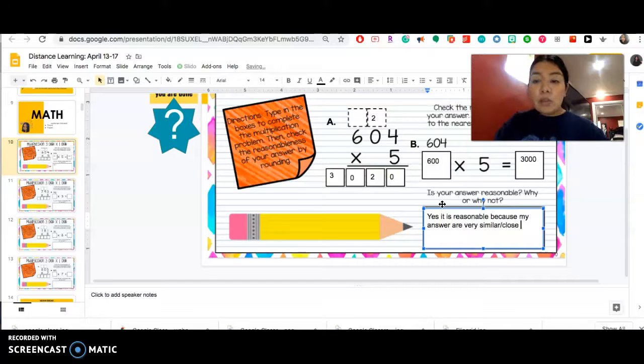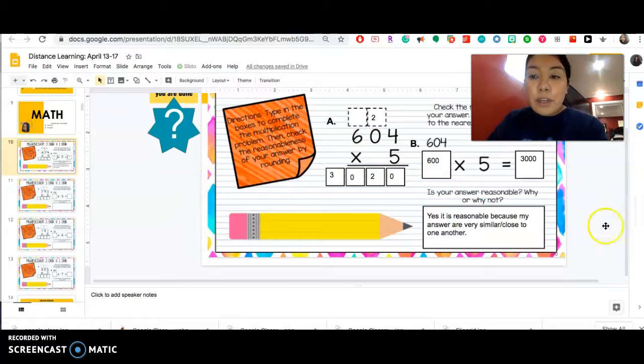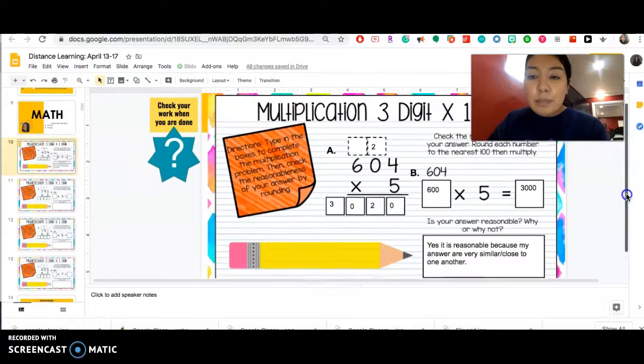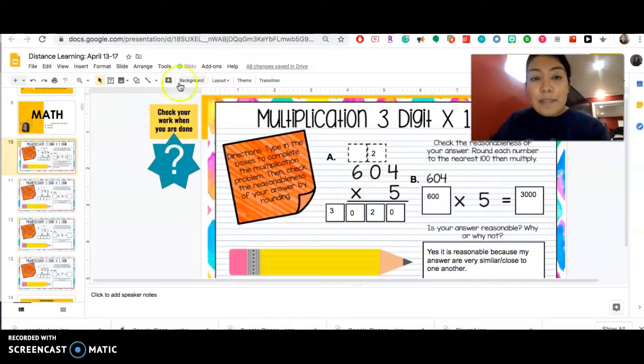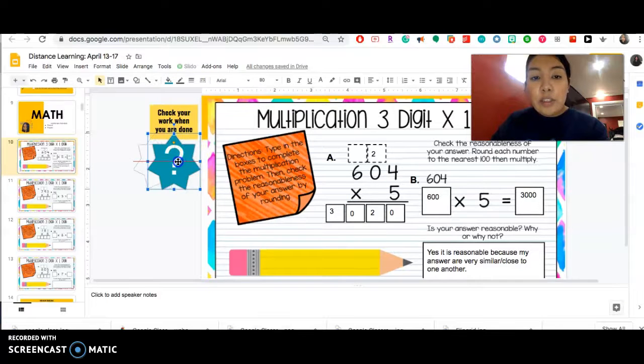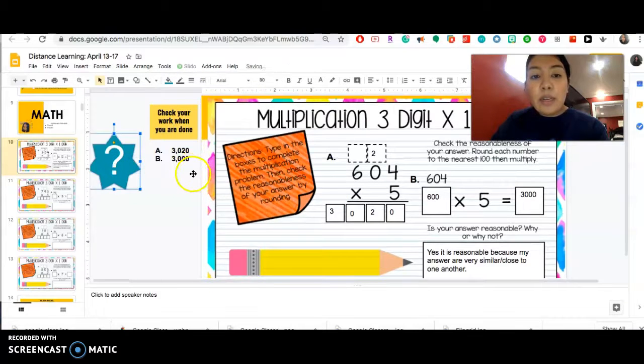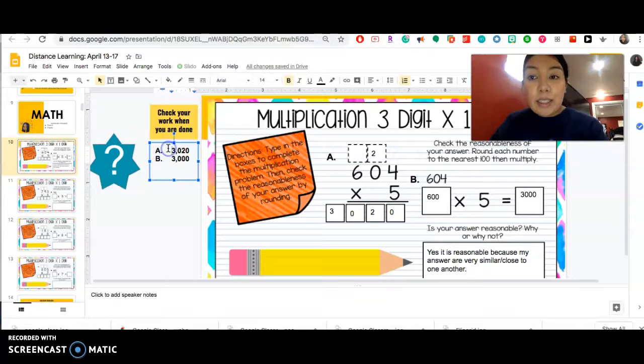And before you are done, I'll move on to your next problem. On the left side here, it says check your work when you're done. To check your work, you're going to just slide the star over, and you're going to see the answers for your work. So for A, the answer is 3020. For B, the answer is 3000. If you got that correct, give yourself a silent cheer.